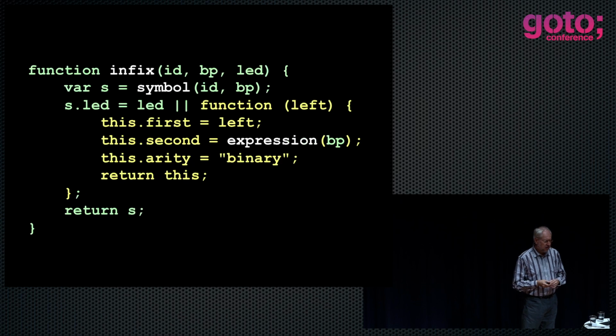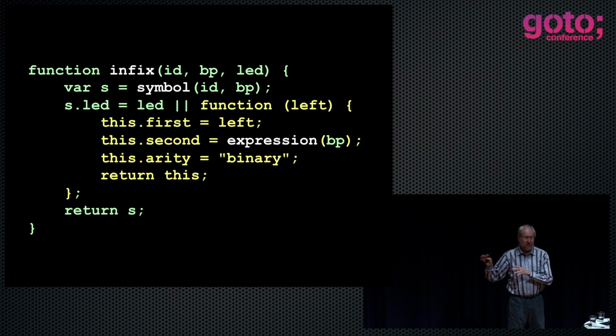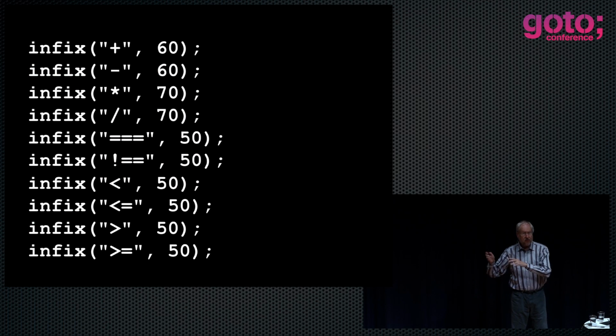So I'm going to create an infix function, which I'll use to define my infix operators. It's going to take an ID, a binding power, and an optional lead function. If we're not passed a lead function, then it'll create a default lead function, which takes the thing on the left, calls expression, and takes the thing on the right. So having this infix function, I can now start defining my infix operators. And again, it's looking declarative, but it's actually functional.